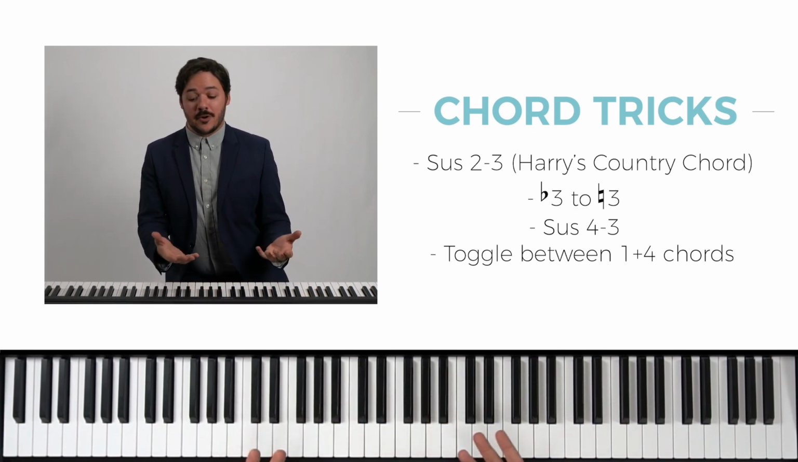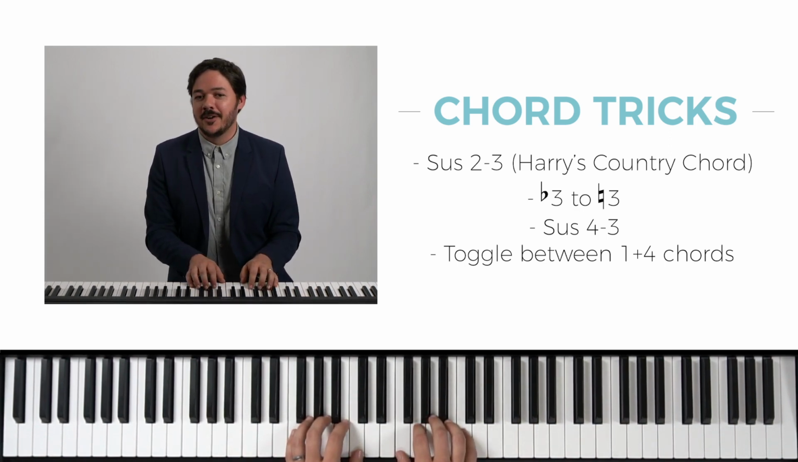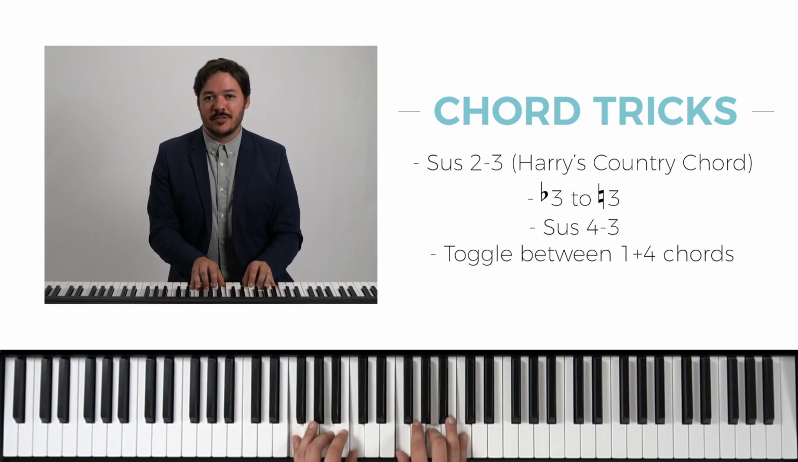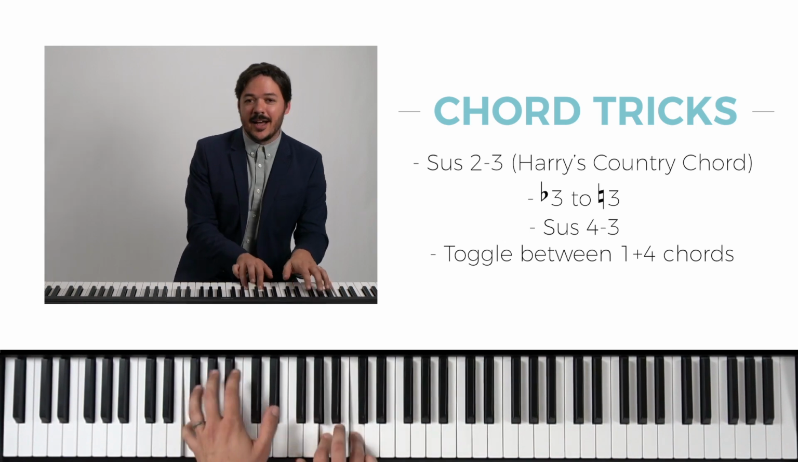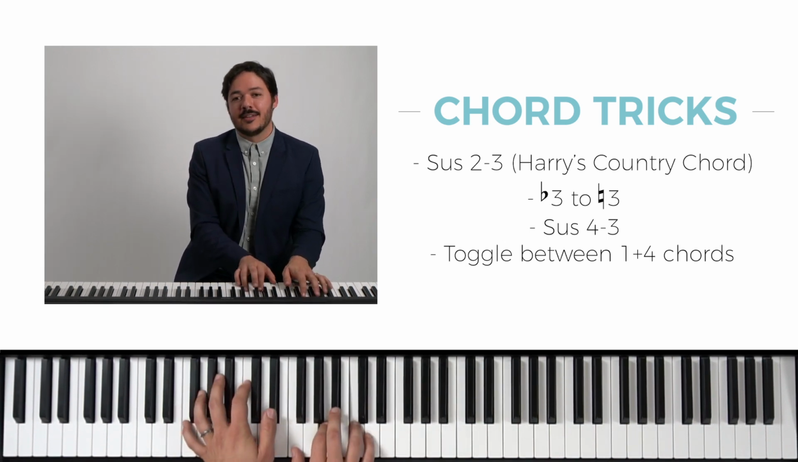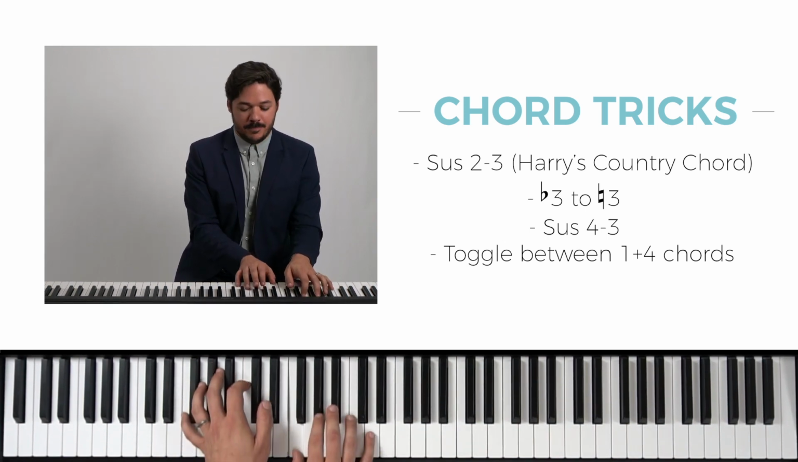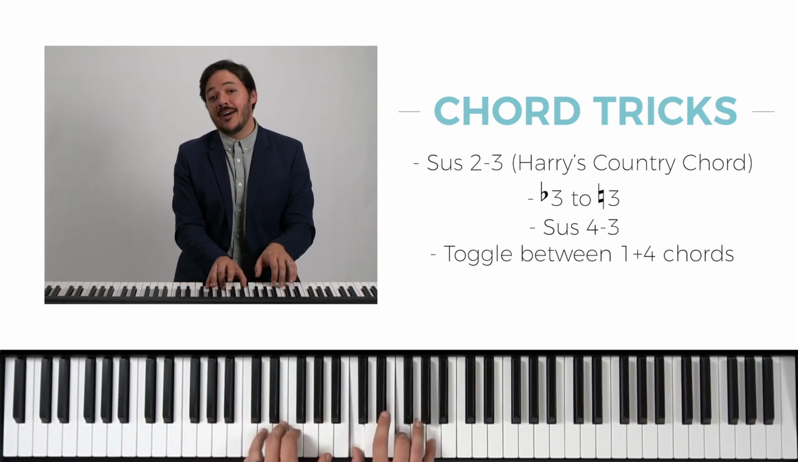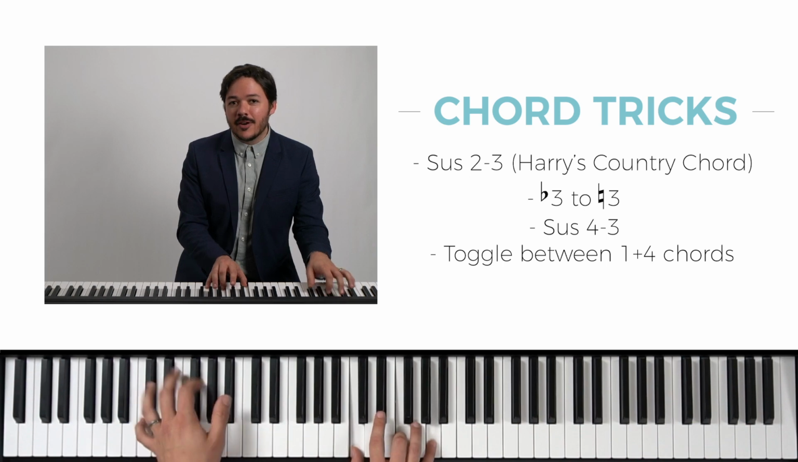If I go to the F chord, I could still do the same thing here. What's the 1 and the 4 of F? Well, that would be F to B flat. So I could do that here too. F, B flat. Back to C, C, F, C, F.